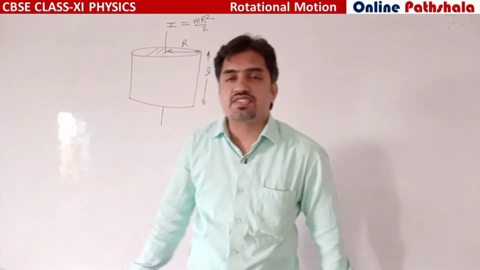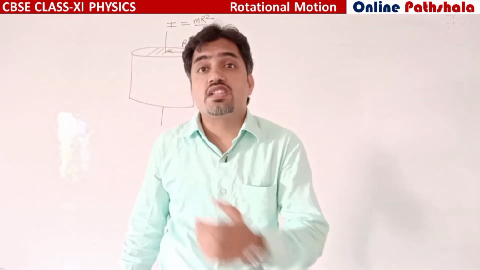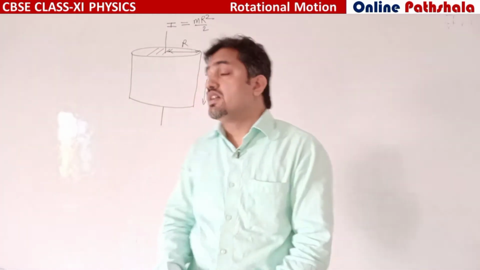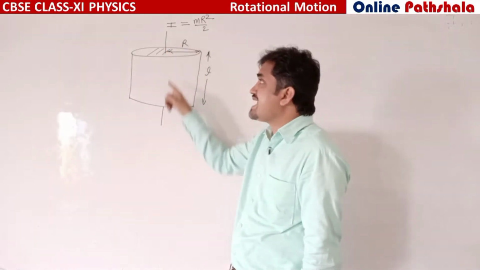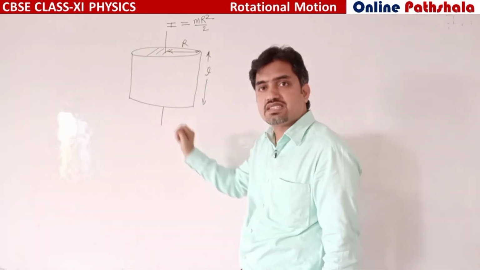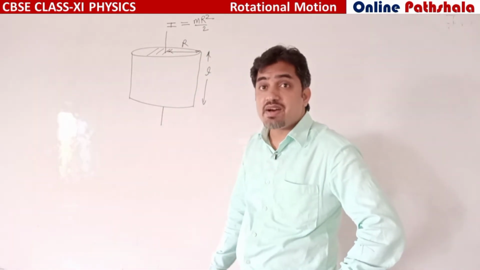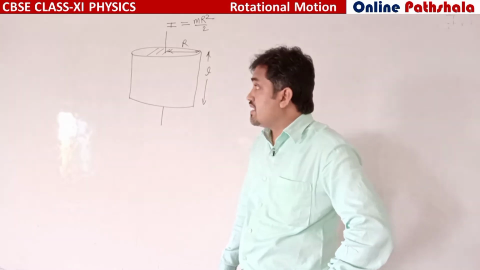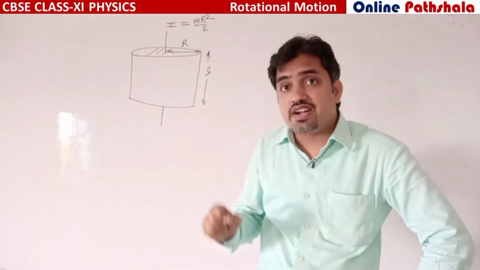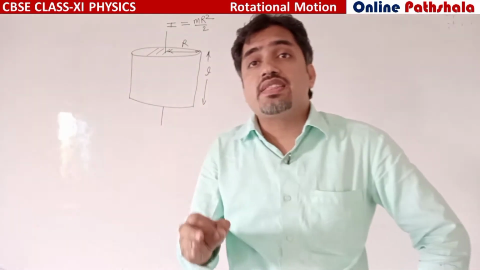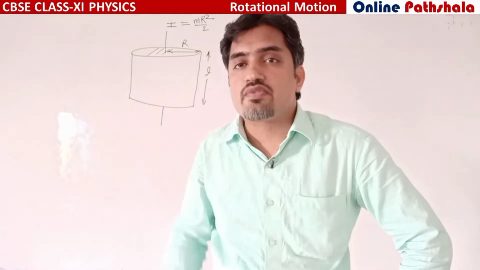Hello my dear students, if you are finding the moment of inertia of a solid cylinder about its axis, then it is MR square by 2. Why? Because moment of inertia does not depend on any dimension which is parallel to the axis of rotation.